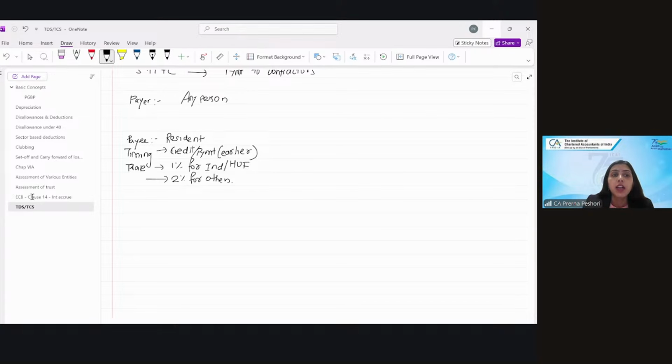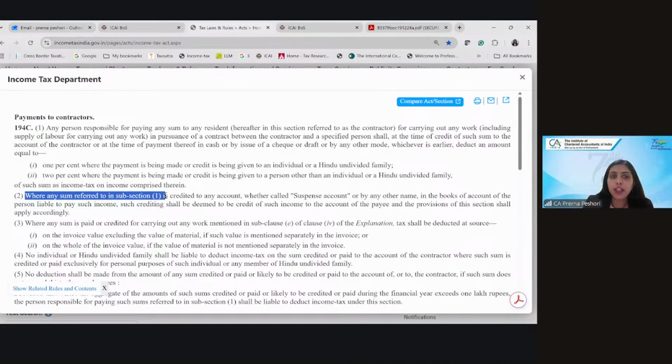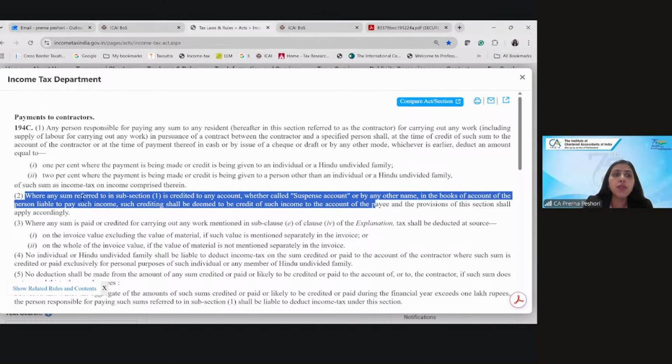Fine. Where any sum referred to in subsection 1 is credited to any account, whether called the suspense or by any other name in the books of a person liable to pay such income, such crediting shall be deemed to be the credit of such income to the account of the payee. So what they are trying to say over here is that even when you credit to a suspense account, you can't say that you haven't actually given the credit to that person. Doesn't matter. It will still be considered as the credit of the income. Are we clear? Is this point clear, students, to everyone?